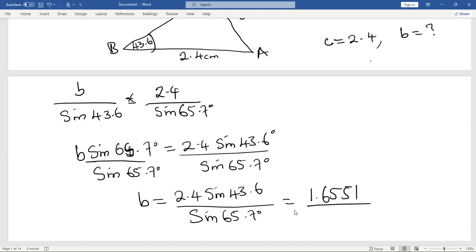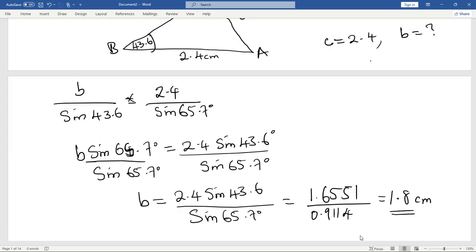So sine 65.7, we're getting 0.91114 here. So if we divide the two numbers that we have here, 1.6551 divided by the answer that we have, we're getting 1.82. So we just leave it at 1.8 centimeters here, meaning that the value of B there is 1.8 centimeters.